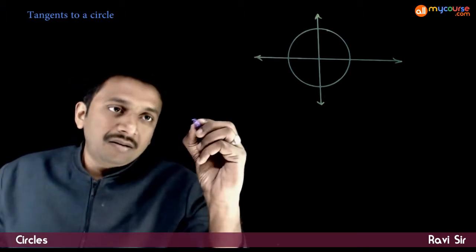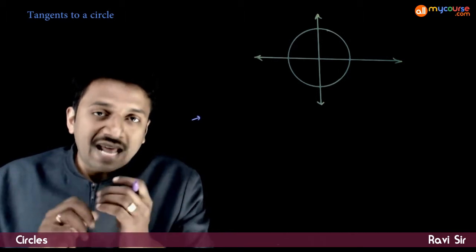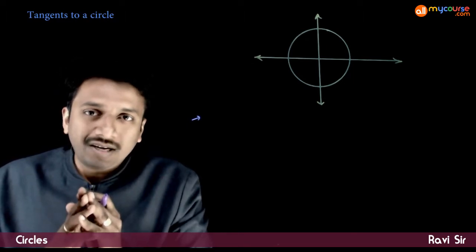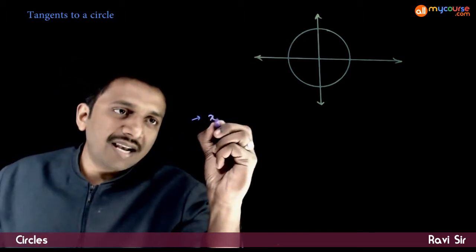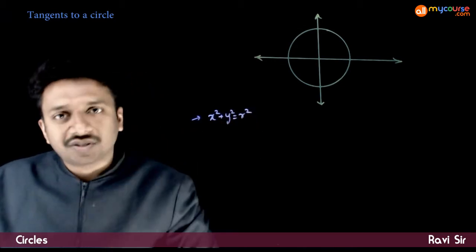Welcome students. Let us look at the topic of tangents to a circle. We know what a tangent is. A tangent is a line which touches the curve at only one point, right? Now let us take the circle x square plus y square is equal to r square.